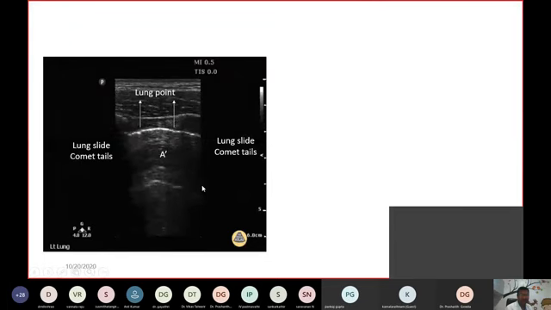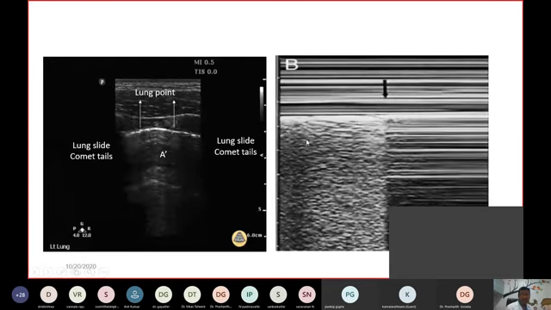And now if you put an M mode at this point, you can see a lung point on M mode also. So this is a normal lung. You have a seashore sign, but here you have a barcode sign. So there is a pneumothorax here, whereas this is a normal lung. So this is how lung point looks. If you see lung point, it's 100% pneumothorax.